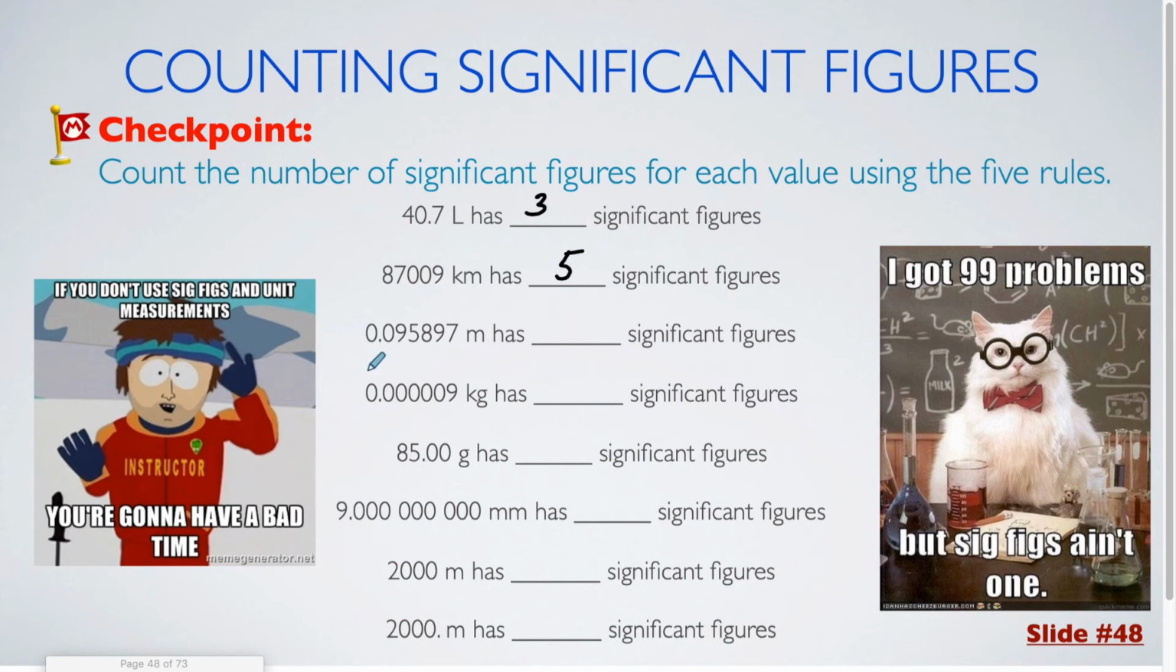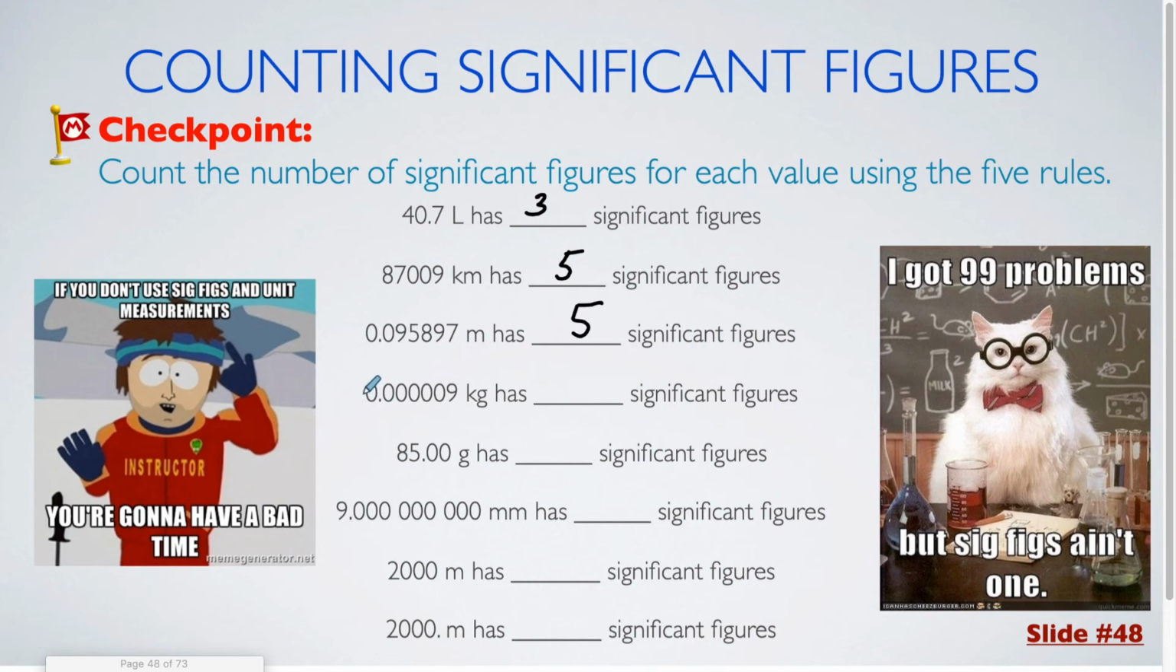Our next example is a little different. Here we have leading zeros. So 0.0, those are just placeholders. But the 9, 5, 8, 9, and 7 are all going to count. So 5 significant figures.